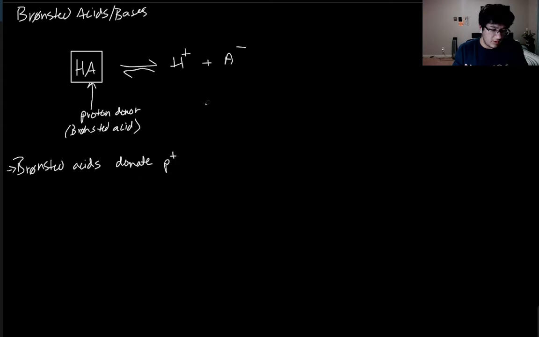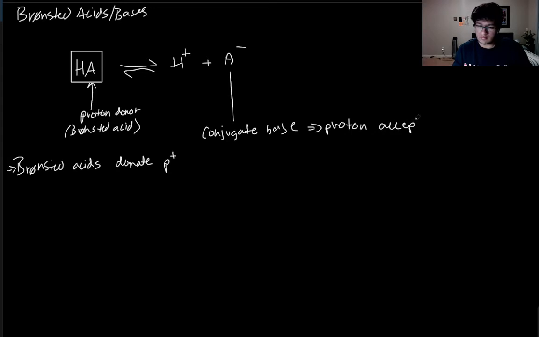Okay? And on the other hand, this conjugate base, why is it a conjugate base? Because we lost the H plus, so now this is basic. The conjugate base is now a proton acceptor. It can accept one proton. So that would make it a Bronsted base.